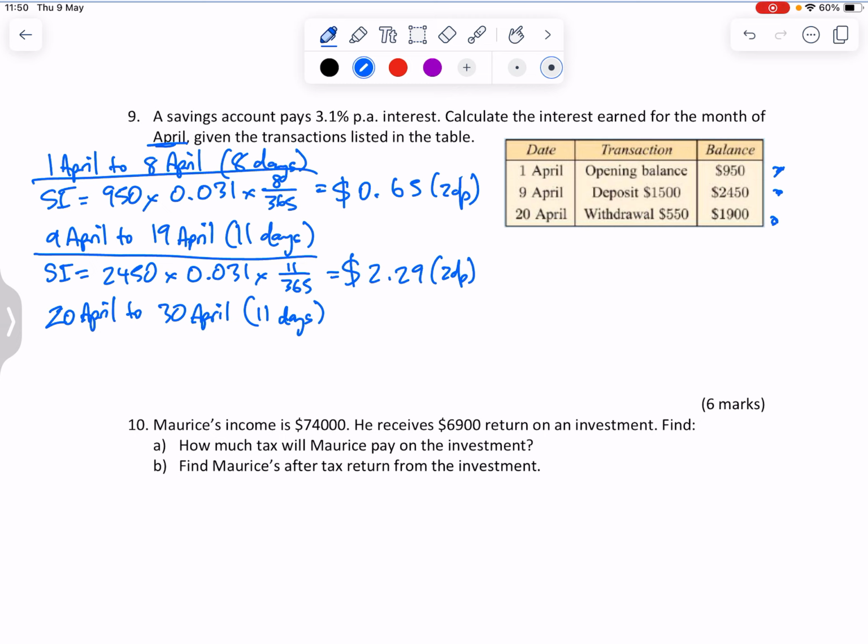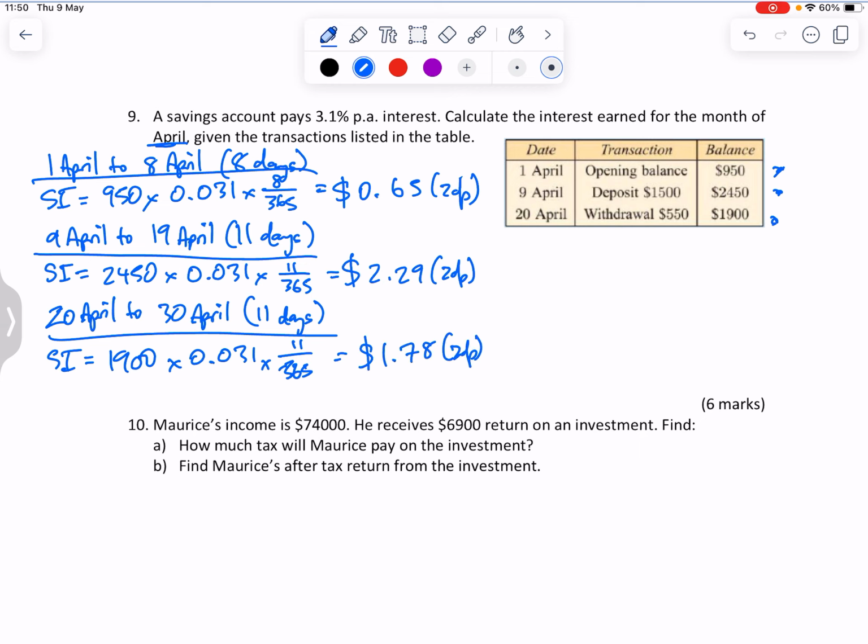SI is equal to... how much was in the account? 1900 times by the rate of 0.031 times by 11 days out of 365. 11 divided by 365 times by 0.031 times by 1900. I get $1.78 rounded to 2 decimal points.